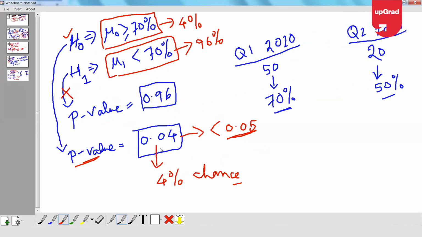So in this case, we see it's 0.04, which is less than 0.05. So in that case, what we can do is, we can say that, sorry, Mr. Null Hypothesis, we have to reject you.